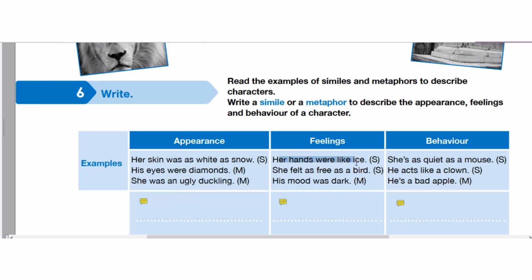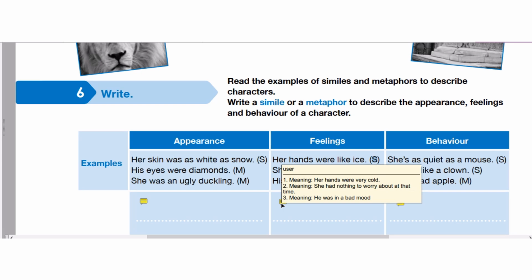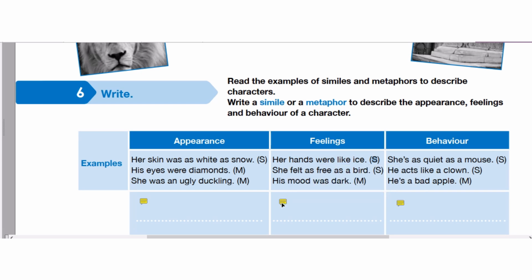Her hands were like ice. This is feelings. Ice, like ice, like. So this is simile. What does this mean? What we mean by that? Meaning her hands were very cold. Her hands were very cold, like ice.